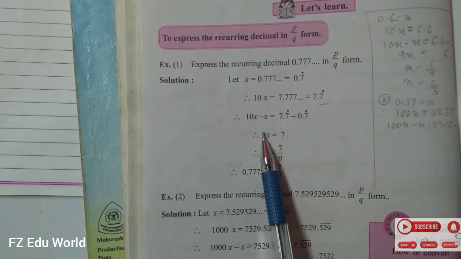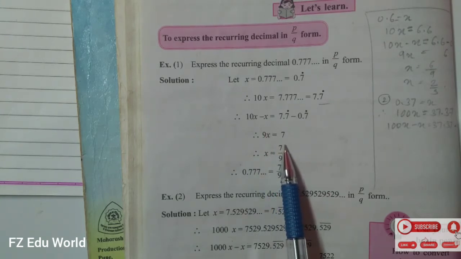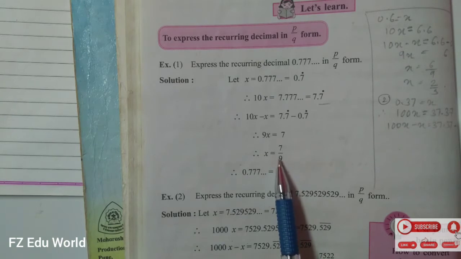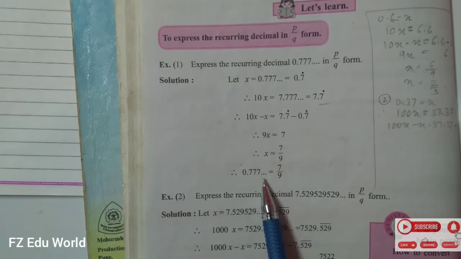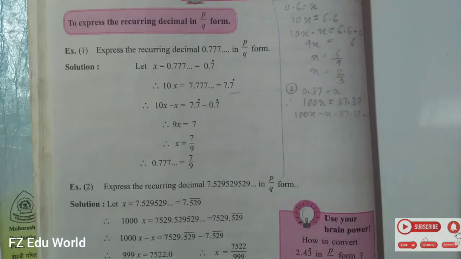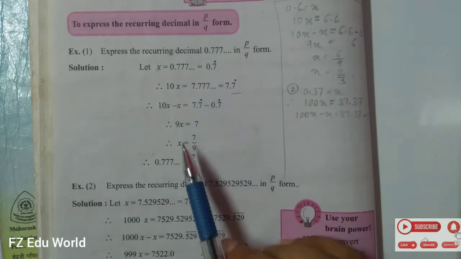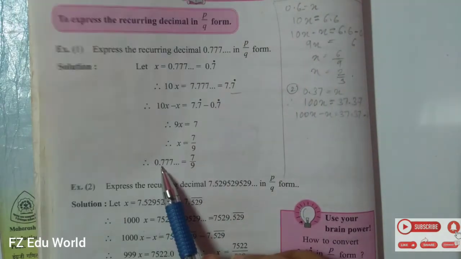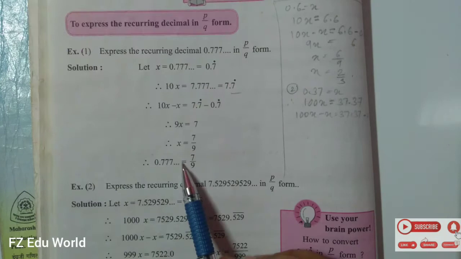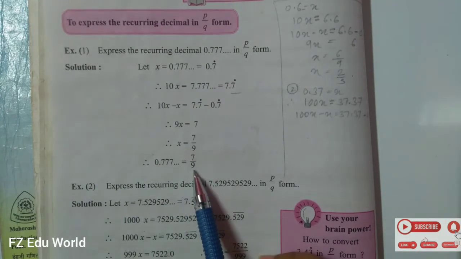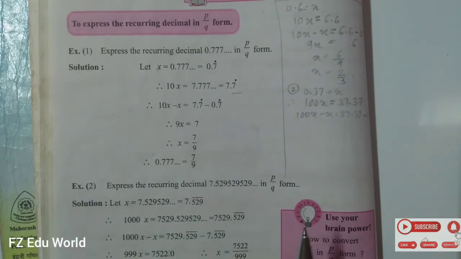Now x is equal to, on shifting the 9 to the other side of the equal sign, it will divide the 7, that is x is equal to 7 upon 9. But what we assumed is that 0.777 is equal to x. So 0.777 recurring is equal to 7 upon 9.